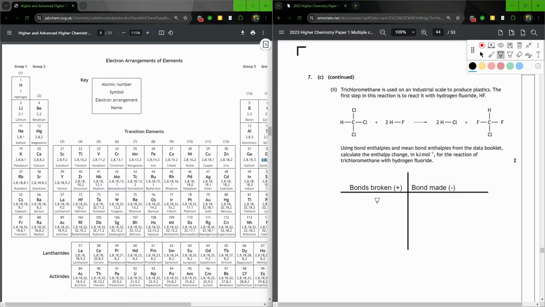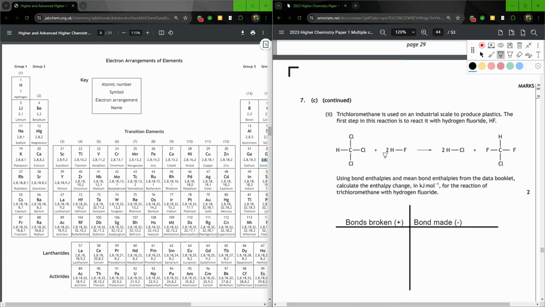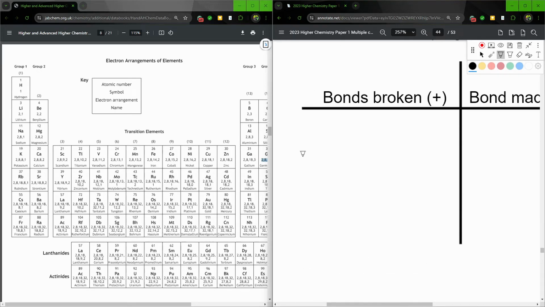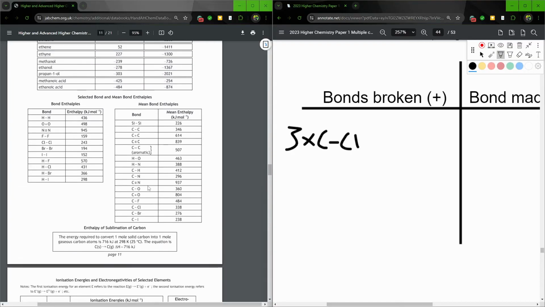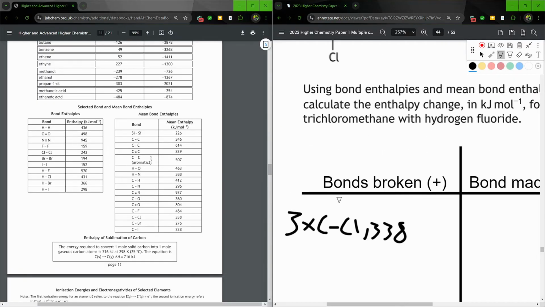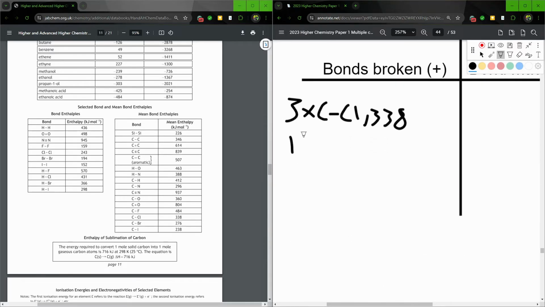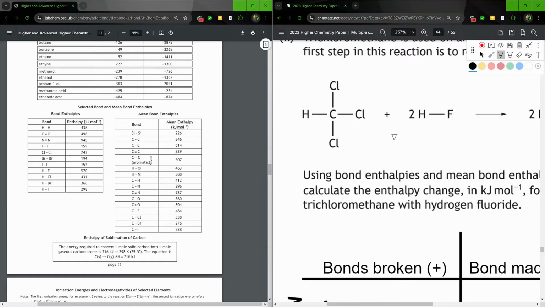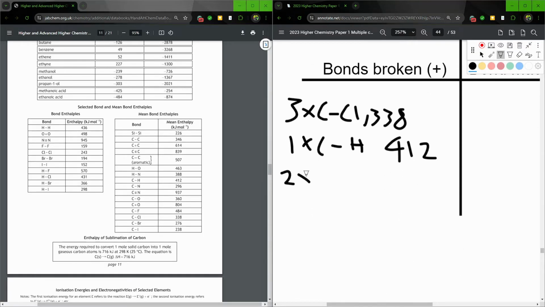And then, what we're going to write, so bonds broken, we can clearly see here that we're going to be breaking free carbon to chlorine bonds. And I'm going to look in our data booklet and we'll find our bond enthalpies. So a carbon to chlorine bond is 338. And then we have 1 carbon to hydrogen bond. Mean bond enthalpy is 412. Then we move up here, we've got 2 H to F bonds, hydrogen to fluoride, I mean, which are 570.